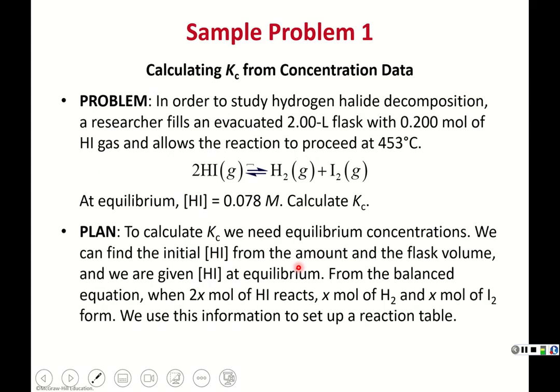Okay, so that was a basic problem. We're going to work through 5 more of these. The first few are very similar to that. They do get more complex.